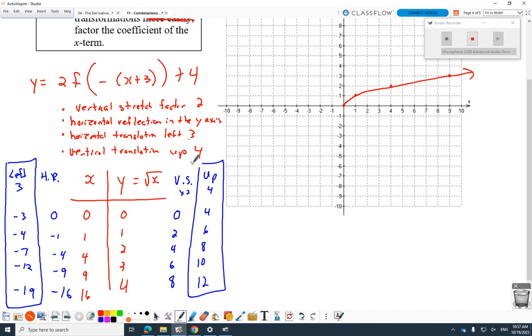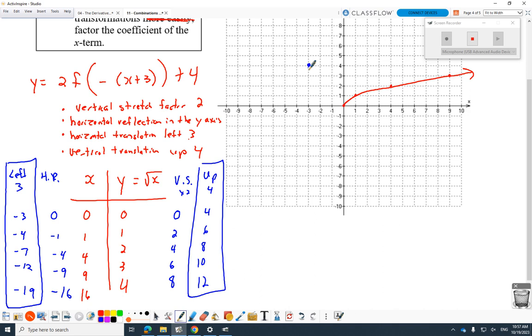Now, go back to graphing people. Graphing people go, can I do this without all the table of values stuff? And the answer is yes. You start at 0, 0, and you go, okay, what do I have to do here? Vertical stretch factor 2, that doesn't move it. Horizontal reflection in the y-axis, that doesn't move it. Then I go left 3 and up 4, and I get the point -3, +4, which is the first point on the table.